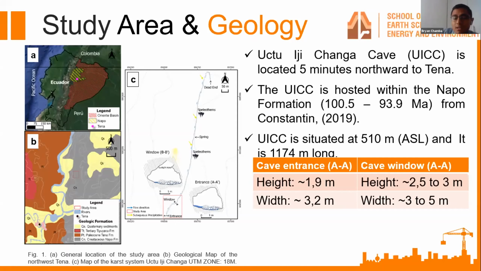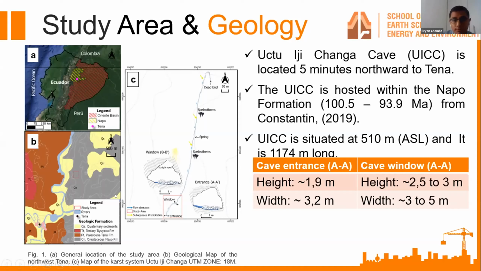Uctuijichanga cave is located 5 minutes northward of Tena. About the geology, the Uctuijichanga cave is located in the Napo Formation. Napo Formation is 100.5 to 93.9 million years in age, and Napo Formation consists of an intercalation of sandstone, conglomerates and limestone that corresponds to a shallow marine environment, a marine platform.